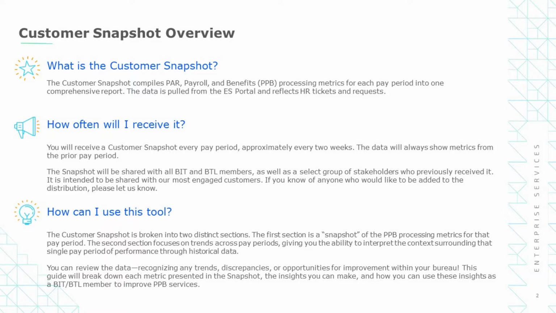The first section is a snapshot of the PAR, pay, and benefits processing metrics for that pay period. The second section focuses on trends across pay periods, giving you the ability to interpret the context surrounding that single pay period of performance through historical data.